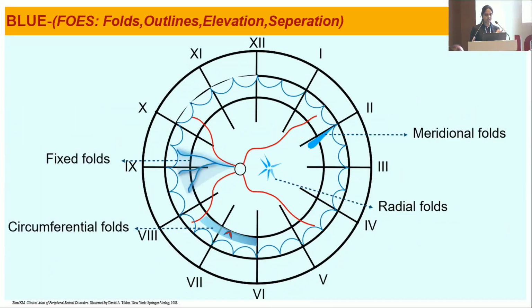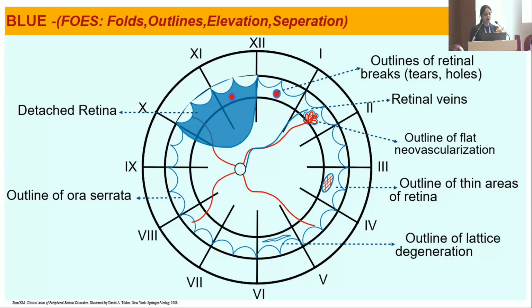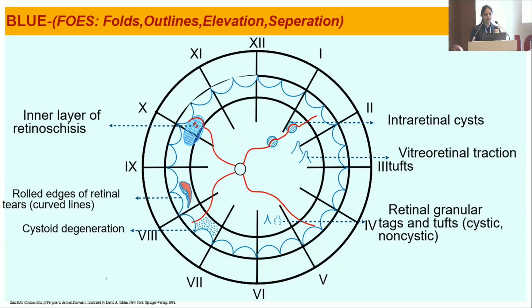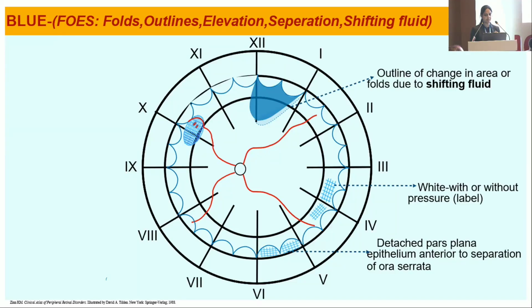And blue represents folds, outlines of breaks, neovascularization, thin areas of retina and lattice degenerations, and also elevations like cysts, tufts, tracts, cystoid degeneration and so on. Also it represents shifting fluid and separation like detached retina.